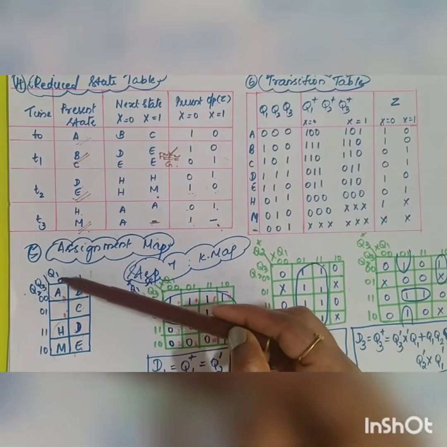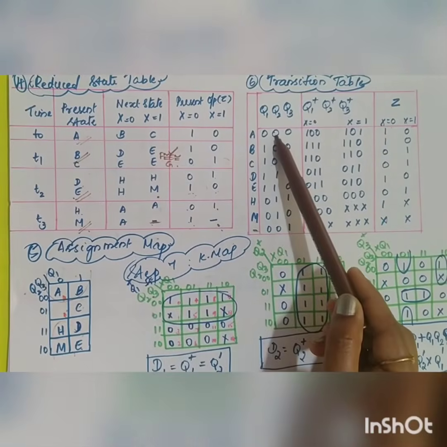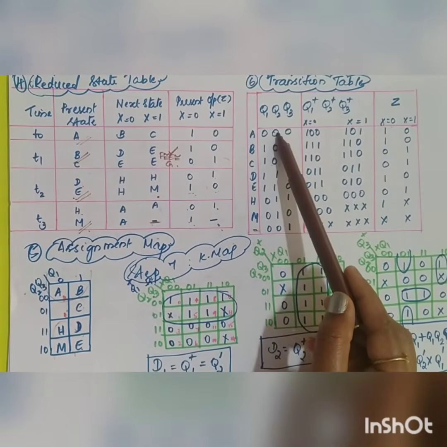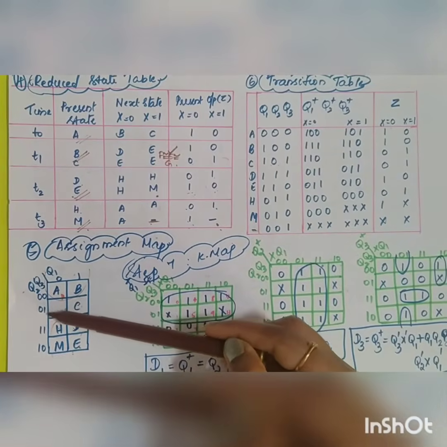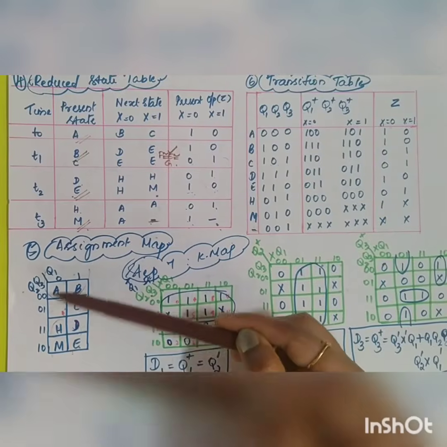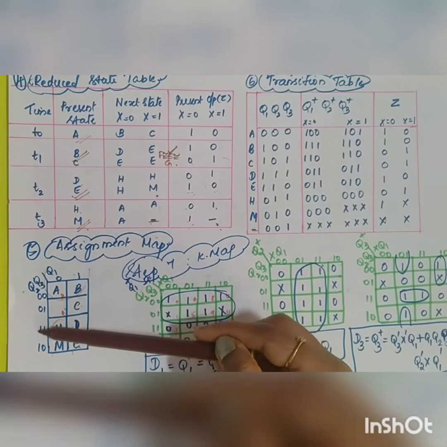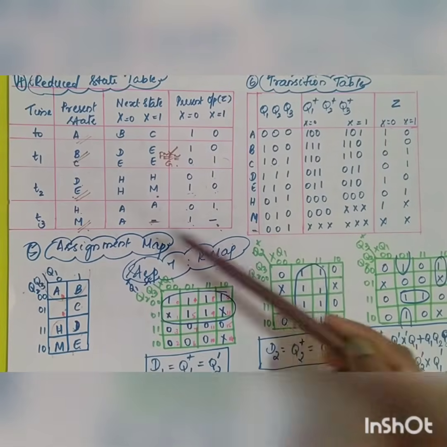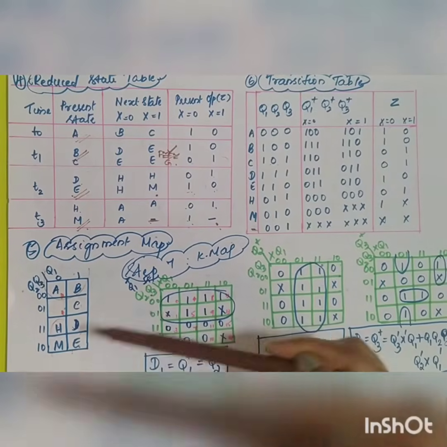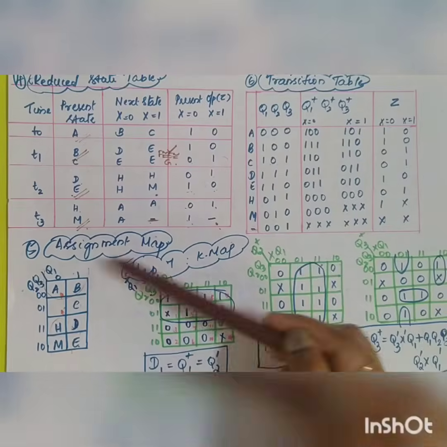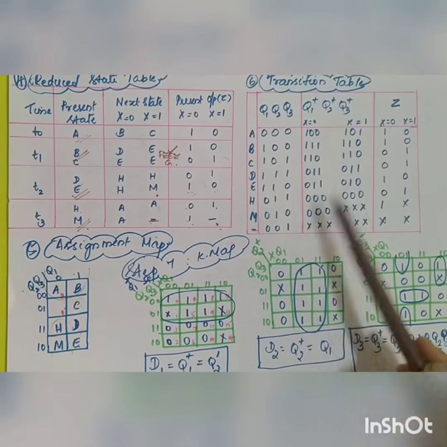So what is your A state? A state is taken as 0, 0, 0. Just look at the assignment and write here. B, what is the state? 1, 0, 0. C, 1, 0, 1. D, 1, 1, 1. H, 0, 1, 1. Right? 0, 1, 1. And M, 0, 1, 0. And E, 1, 1, 0. Okay? So this is how.